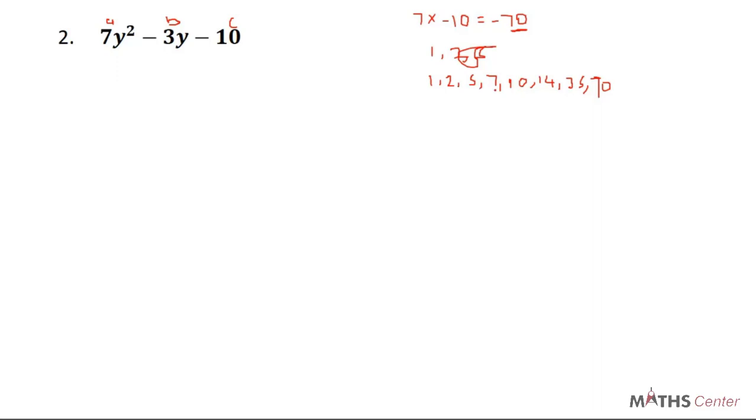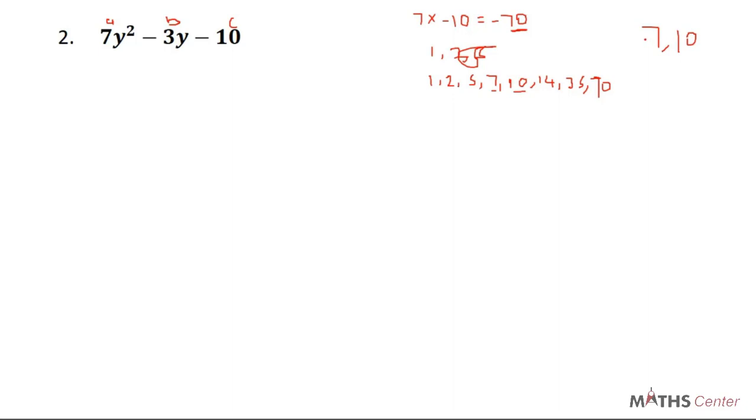Now when we look through this, we are looking for two numbers that when you multiply, you are going to get minus 70. When you add, you are going to get minus 3. We can see that if you pick 7 and 10, when you multiply 7 and 10, you are going to get 70. When you subtract 7 from 10, you are going to get 3. But in this case, when you multiply them, you should get minus 70, and when you add, you should get minus 3. So we have to do something about 7 and 10 such that they will fit what we want. You have to either negate one of them or negate all of them.